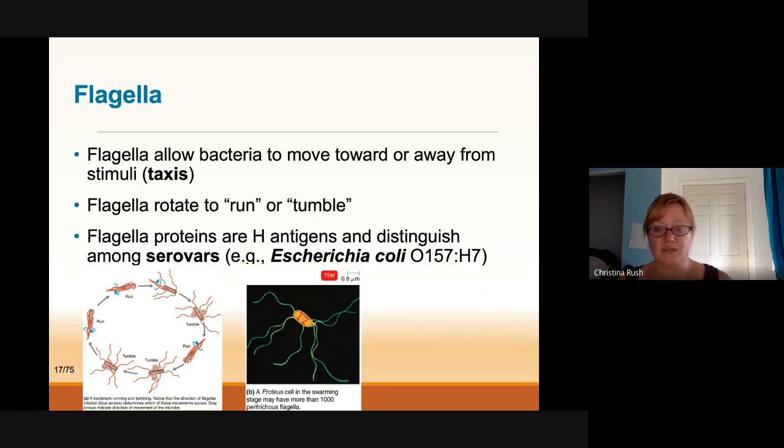So in this case, they're saying H7. So this happens to be the number 7 antigen in our category. There's H1, 2, 3, 4, 5, 6. I'm not going to count forever, but I think you get the idea. There are many different of these H antigens. By knowing the very specific type of E. coli, we can better treat an infection.